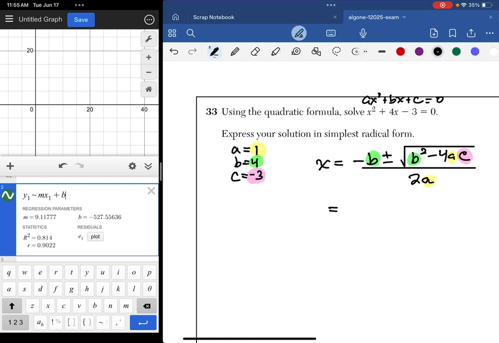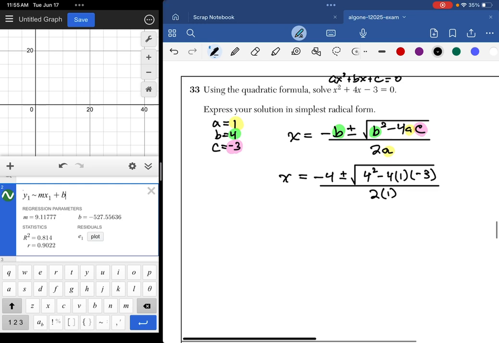So we're looking at x equals -4 plus or minus the square root of 4 squared minus 4 times 1 times -3, all over 2a. So 2 times 1. So now we're going to simplify.